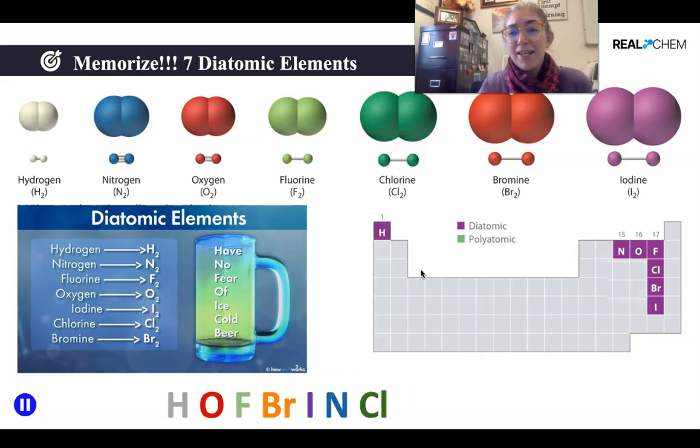Just a reminder when you're writing chemical equations that there are 7 diatomic elements. Hofbrinkel is the mnemonic I use the most, but there's also Have No Fear of Ice Cold Beer. Or you can remember they make the shape of a 7 on the periodic table, and there are 7 of them, but don't forget about hydrogen over here.